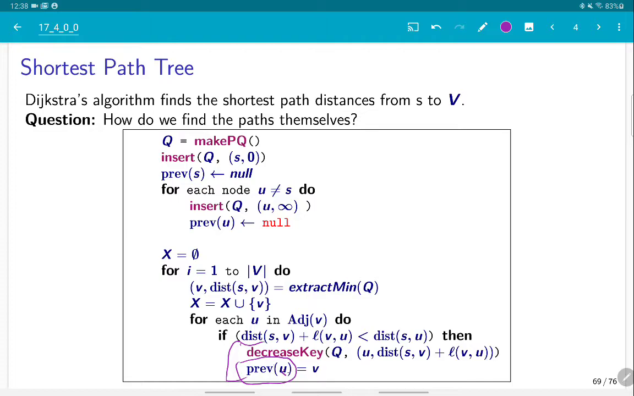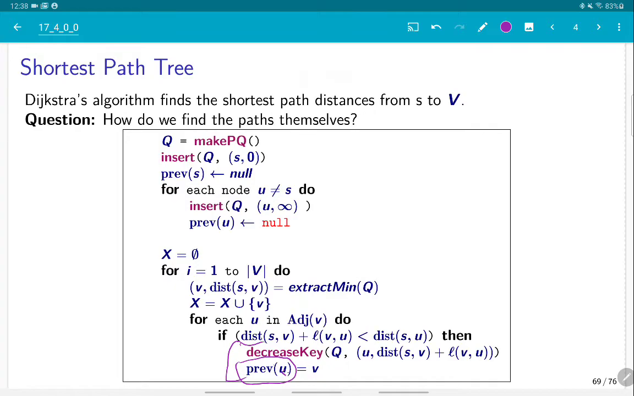Why does it create a tree? Well, if it wasn't a tree, if we had loops, then we would have a loop in the shortest path, which is of course not possible. So this is a tree and everything goes back to S, so it is a tree, it's not a forest. Okay, so that is that.